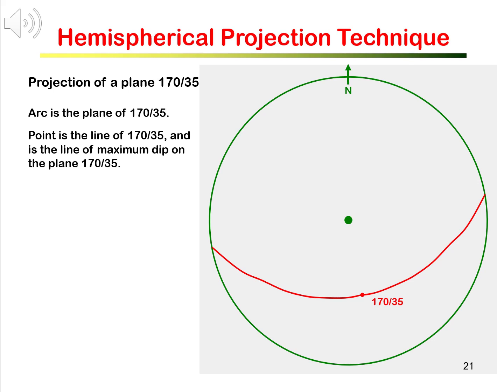The orientation of the plane has the same direction and angle as the line of maximum dip on that particular plane. You have also experienced this through your projection.